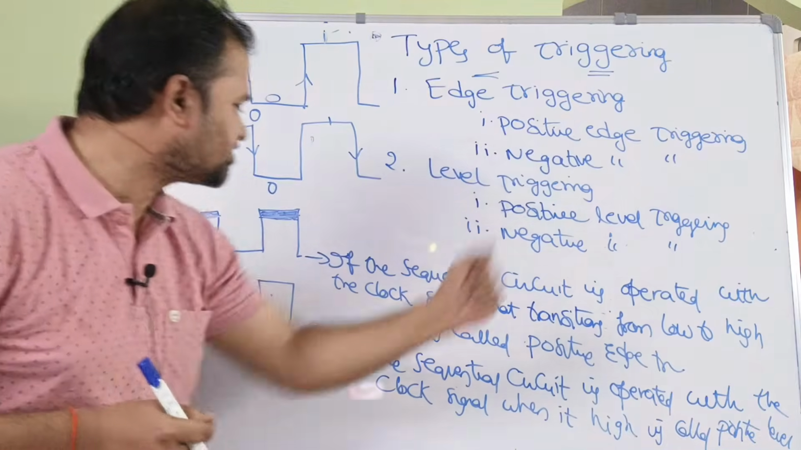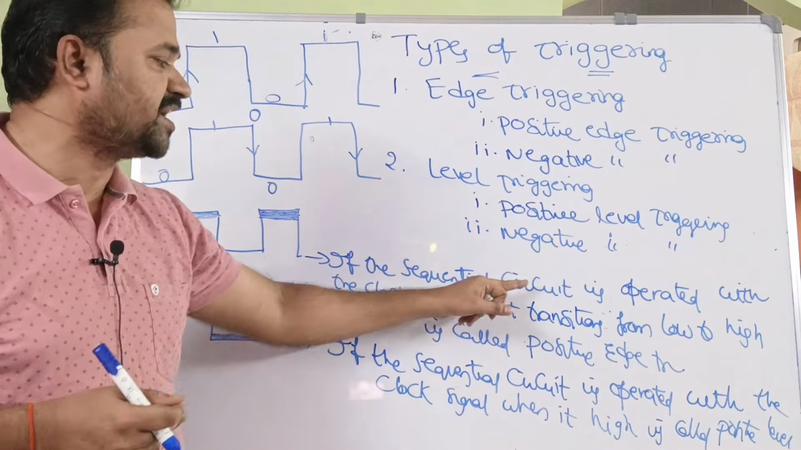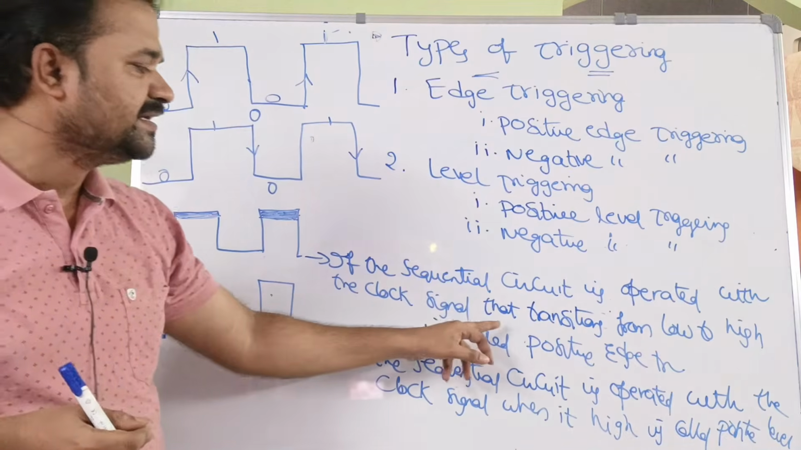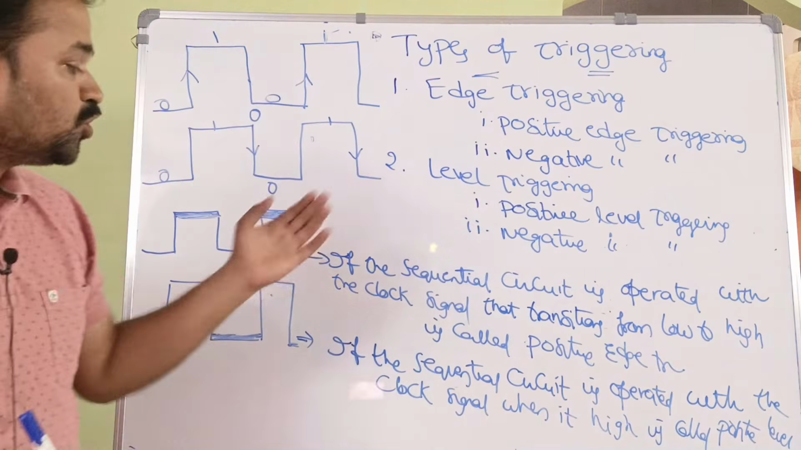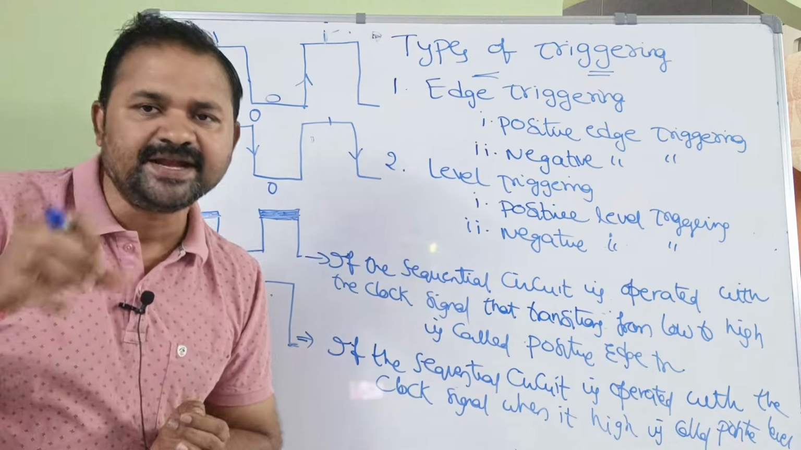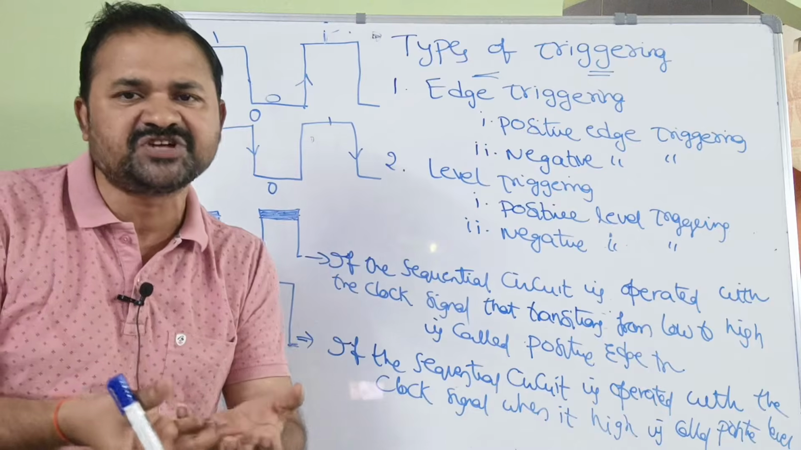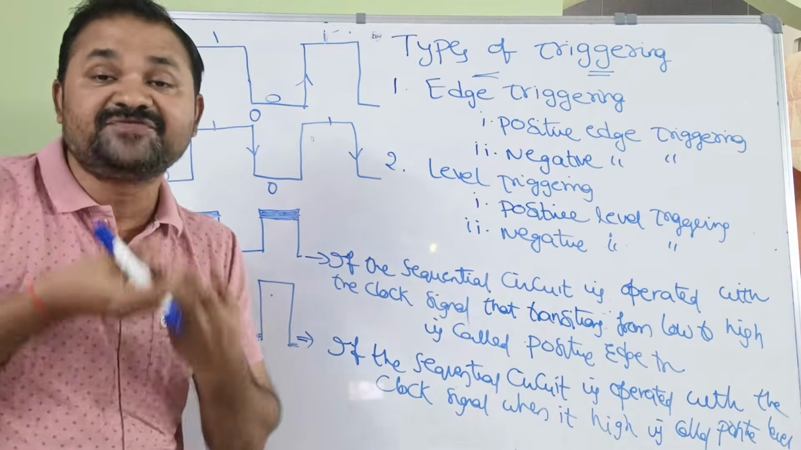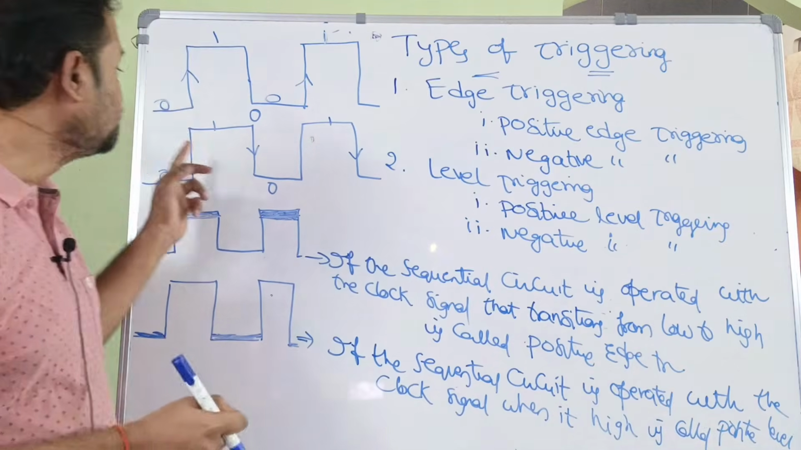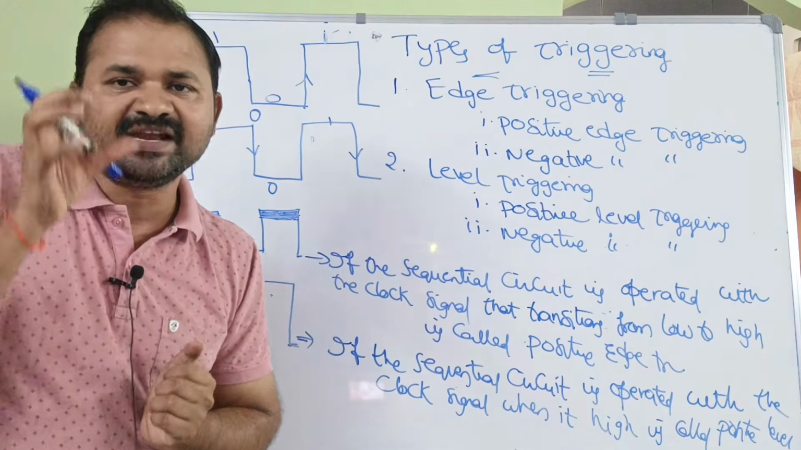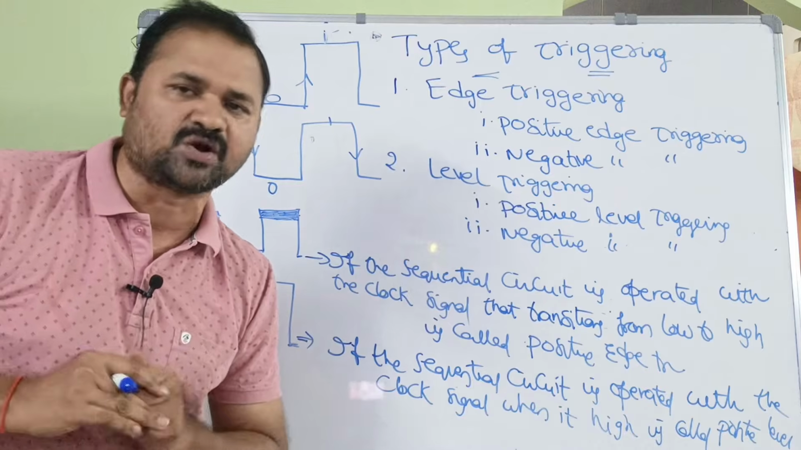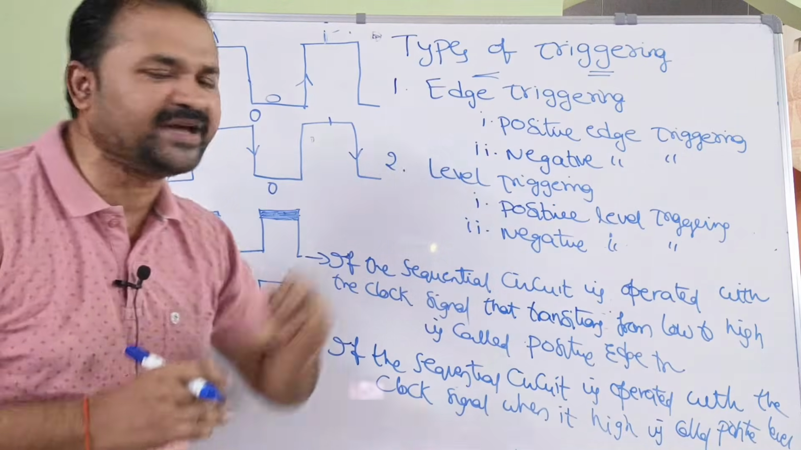Now let's see the definition. If the sequential circuit is operated with a clock signal that transitions from low to high, it is called positive edge triggering. So when the clock signal transitions from low to high, from 0 to 1, we will get the output in the corresponding sequential circuit. It may be a flip-flop or register or counter. So this is about positive edge triggering.